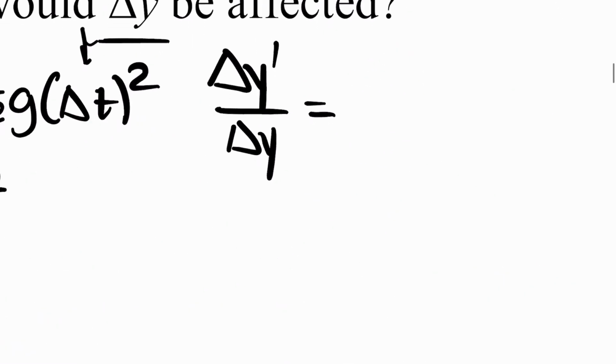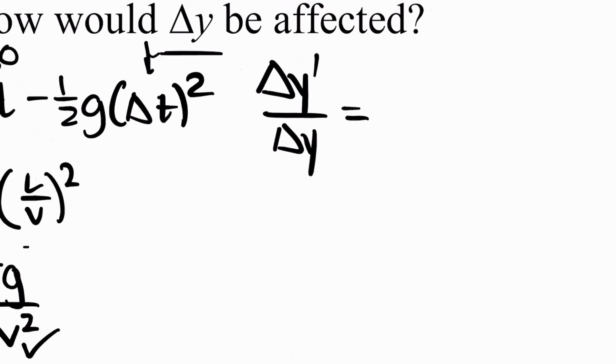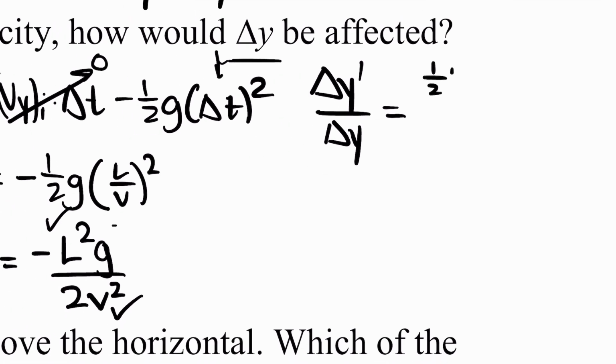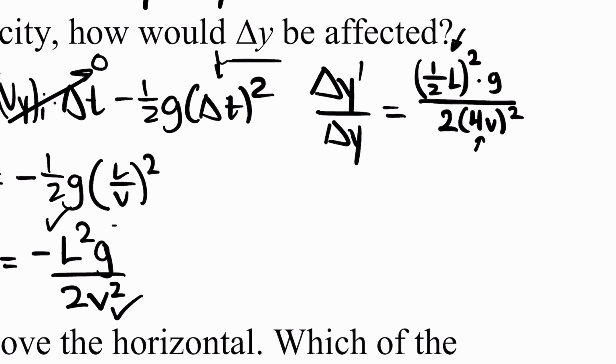So in my delta y prime, I'm going to have, let's see the equation, half L squared times g divided by 2 times 4v squared. So together I have accounted for this decrease in the length by half, and I have accounted for the increase in the initial velocity by a factor of 4. I then need to divide this by the original delta y, which is just L squared g over 2v squared.